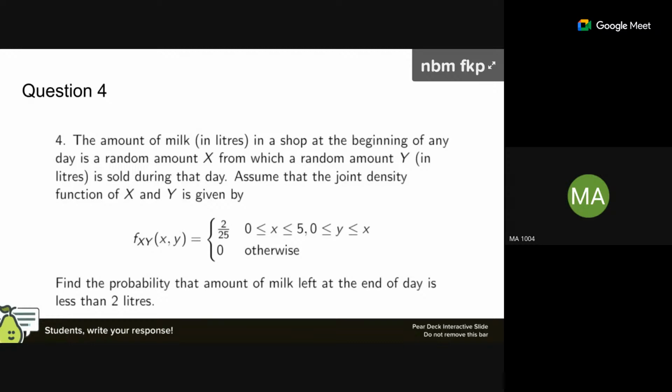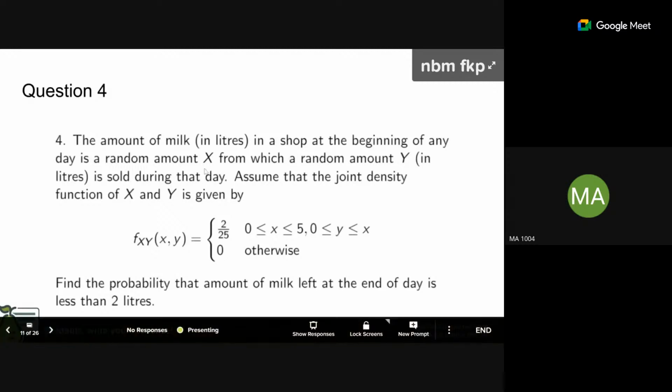So the question is: the amount of milk in a shop at the beginning of any random day is a random amount x, from which the random amount y is sold during that day. Assume that the joint density function of x and y is given like that. Find the probability that the amount of milk left at the end of the day is less than 2 liters. Do you understand the question?